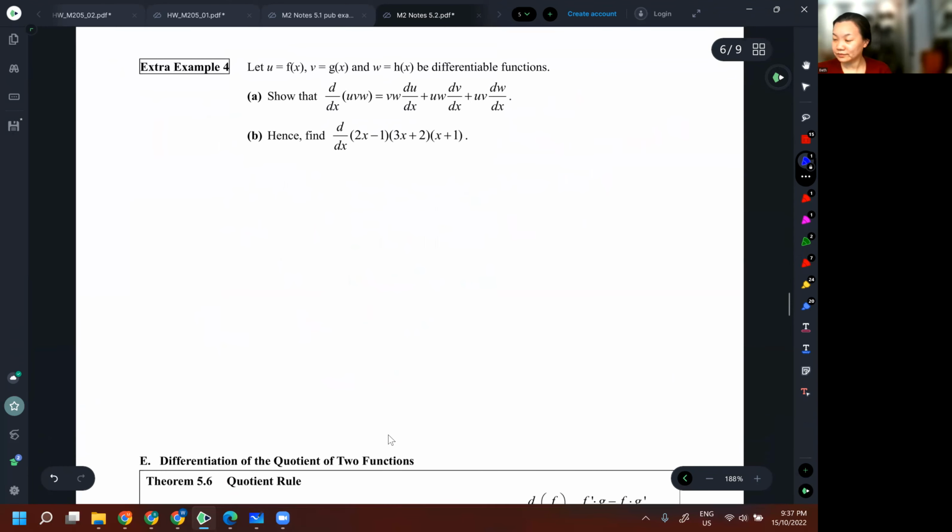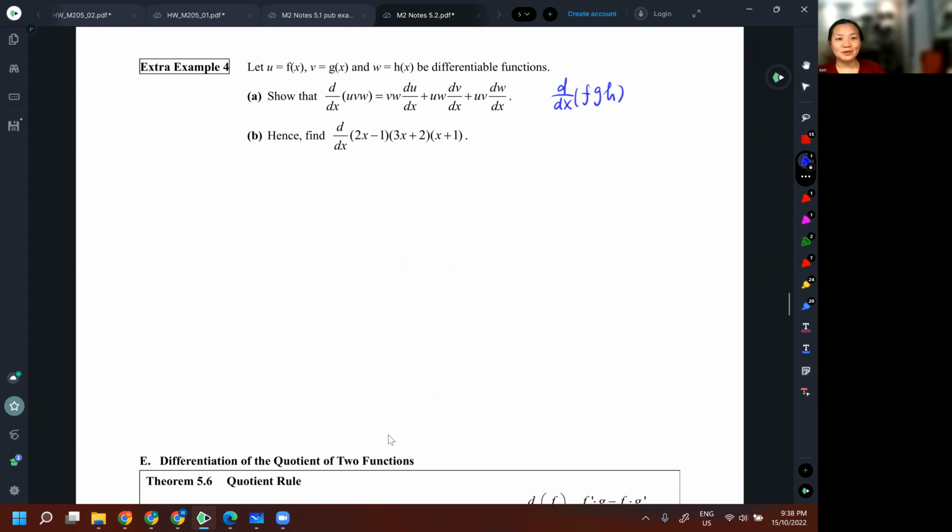Extra example. Now this time, if we have 3 functions and then we multiply all of them. Now here I write u, but u is f of x. U is a function, okay? U is a function. G is a function. H is a function. Now, why don't I write FGH? It's the same. You can write FGH. You can write d/dx of FGH. Okay? It's the same.